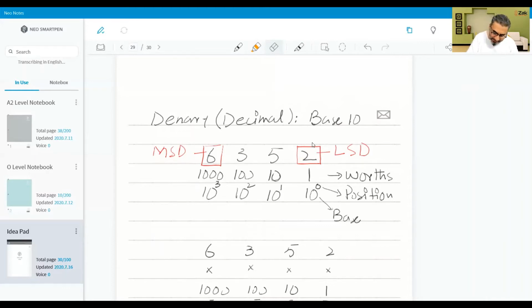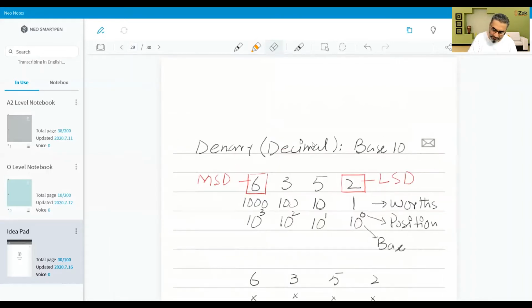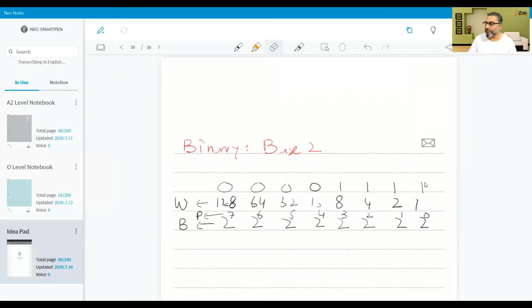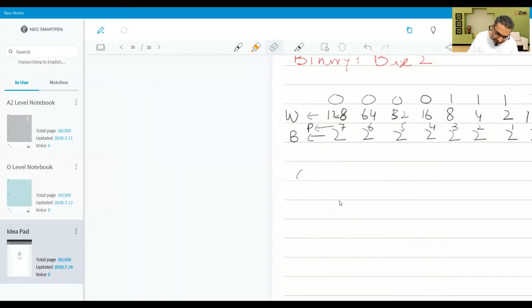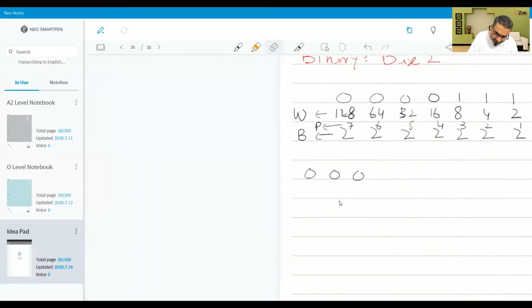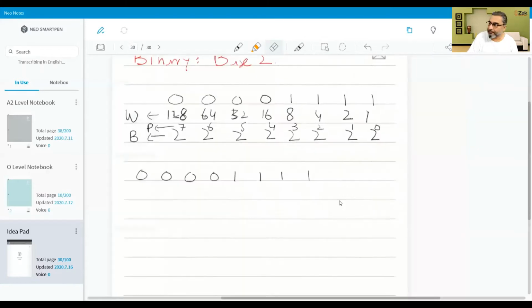But in the binary number system, we move from right to left 2 times. Unit becomes 2, 2 becomes 4, 4 becomes 8, 8 becomes 16, 16 becomes 32, and then 32 becomes 64, 64 becomes 128. All right, and as we have done in the denary number system, let's say this number 0, 0, 0, 0, 1, 1, 1, and 1.